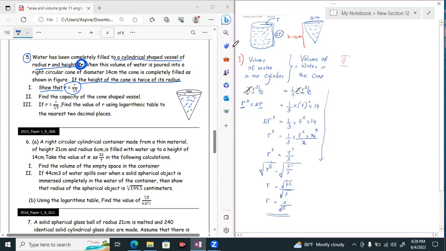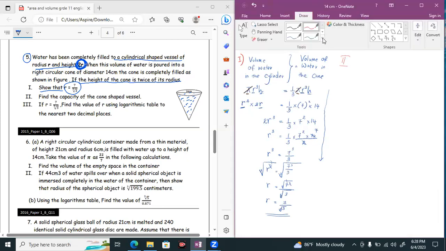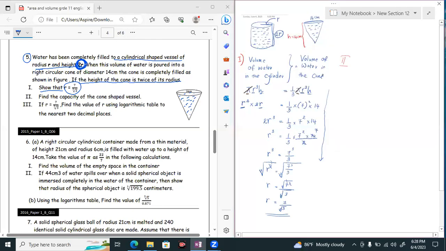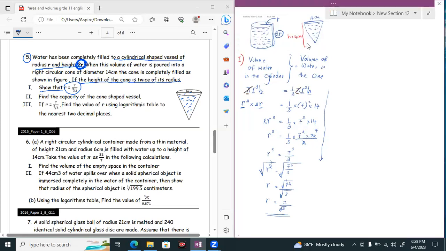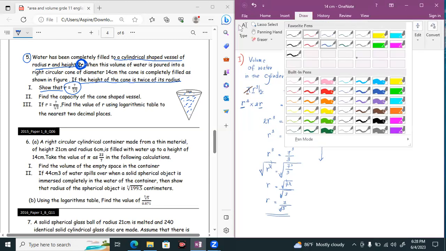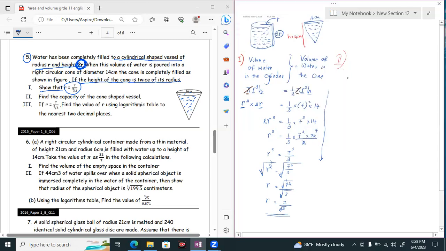The second one is, you have to find the capacity of the cone-shaped vessel. Then how do we find the capacity? To find the capacity of the cone-shaped vessel, what do we have to do? Any idea to find the capacity? Can anyone tell? What does capacity mean? The amount that can be fully filled.